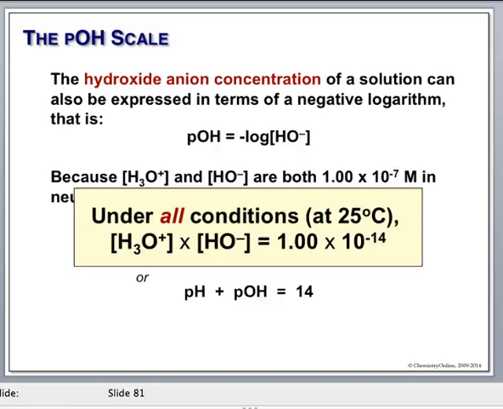If our pH is 10, that means our pOH must be 4. If the pH is 1, pOH must be 13.